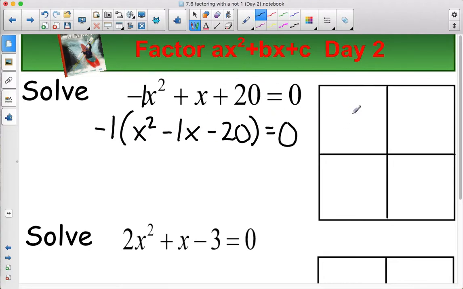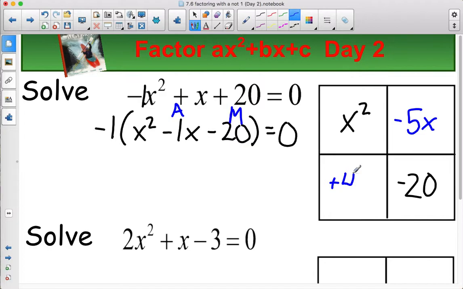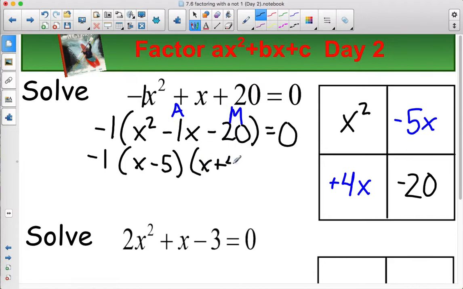So inside the parentheses, I know I have an x squared, and I know I have minus 20 ones down here. So the question is, what two numbers can I find that are going to multiply to be a negative 20 and add up to be a negative 1? And I think about it, and 10 and 2 are too far apart, but 5 and 4 are only 1 apart, so that's going to work. So how about minus 5x and plus 4x? That'll do the job.